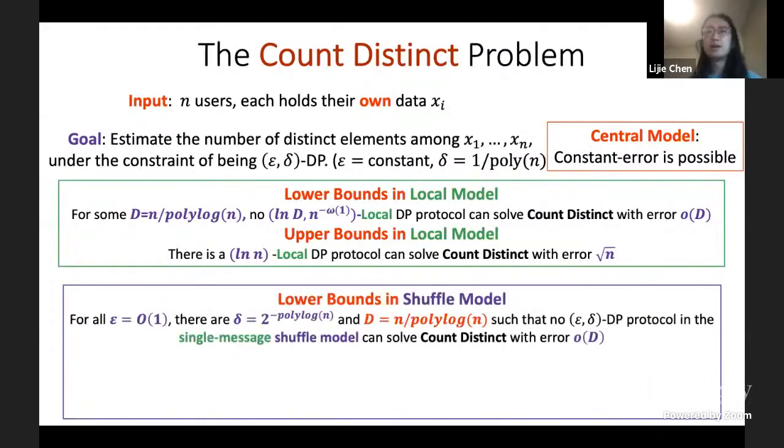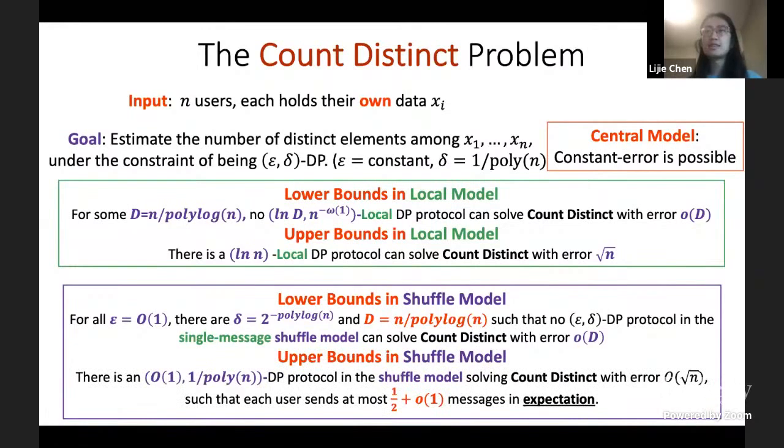And for the shuffle model, we first show that for constant epsilon and inverse quasi-polynomial delta, count distinct is nearly maximally hard for the single message shuffle model, in which everyone can send at most one message. And next, surprisingly, we show that if we allow each user to send at most half plus little o(1) messages in expectation, instead of worst case, then the problem can be solved by a shuffle protocol with square root n error. Therefore, there is a big gap between messages in worst case and messages in expectation.